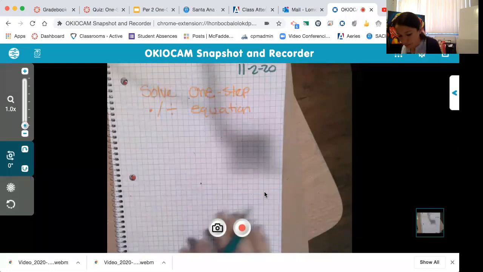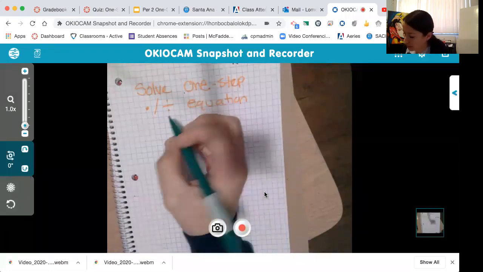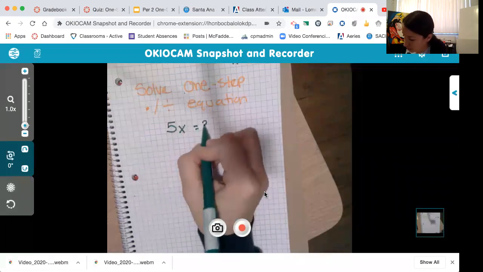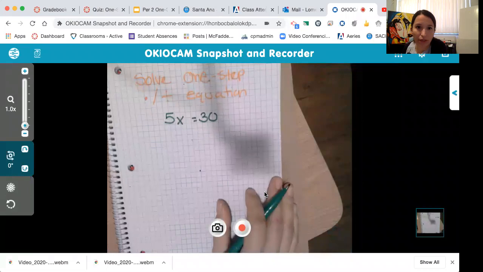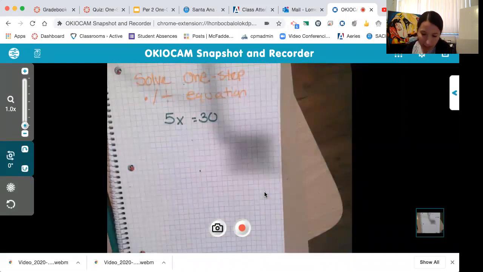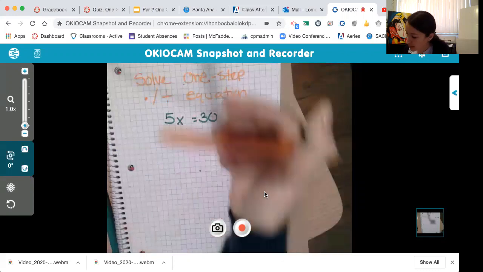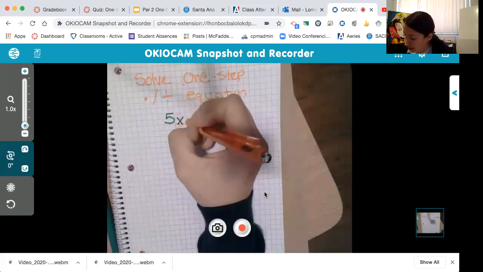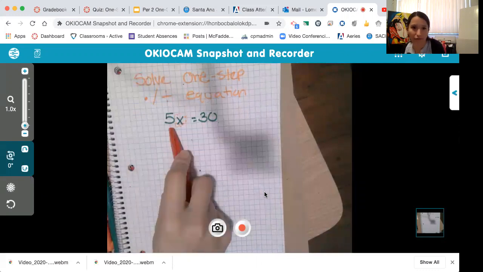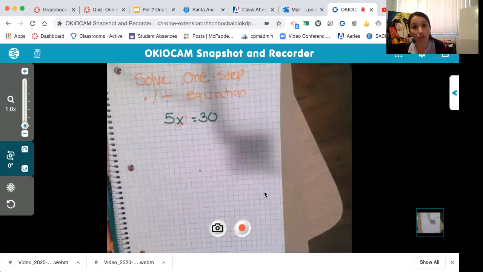All right. So here's our new problem. We're going to have 5x is equal to 30. All right. So we wrote that down. Now, what we learned last week is that we want to get x by itself, right? So we want this x all by itself. Well, right now it is next to the 5. So the 5 is in the way and we have to get rid of it.